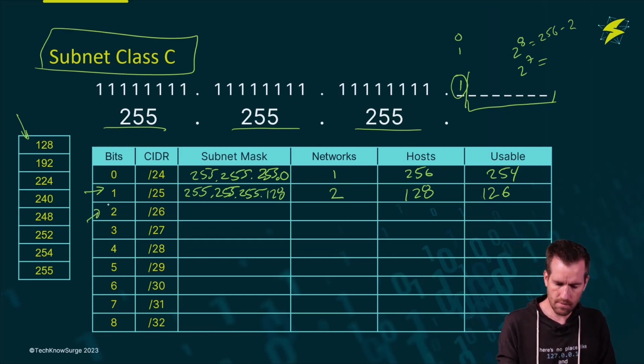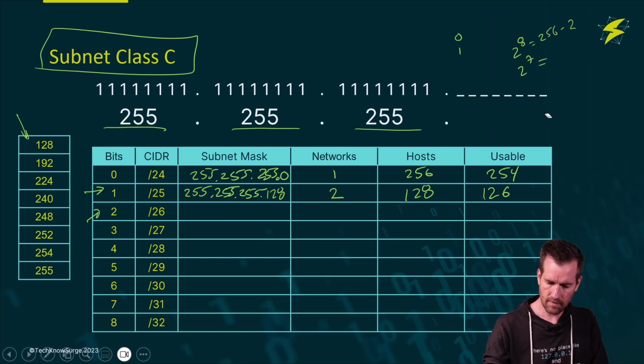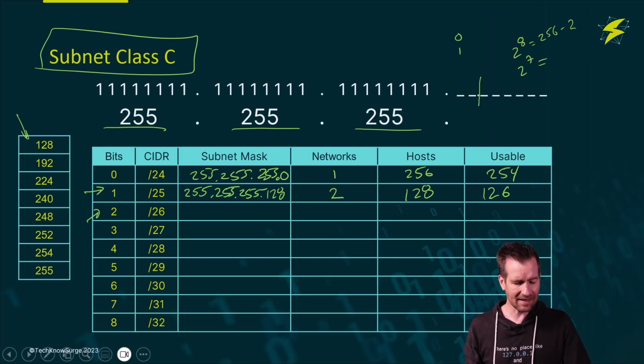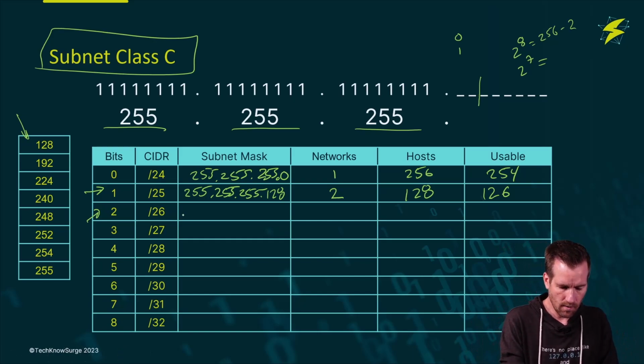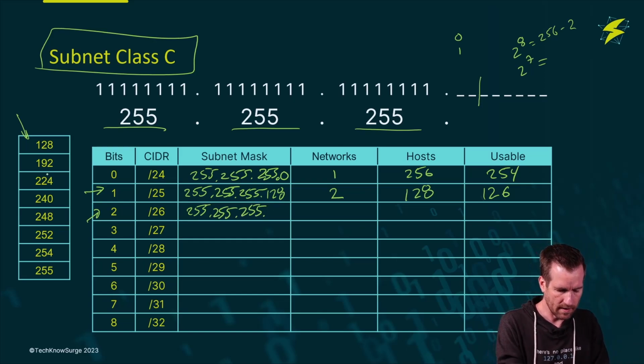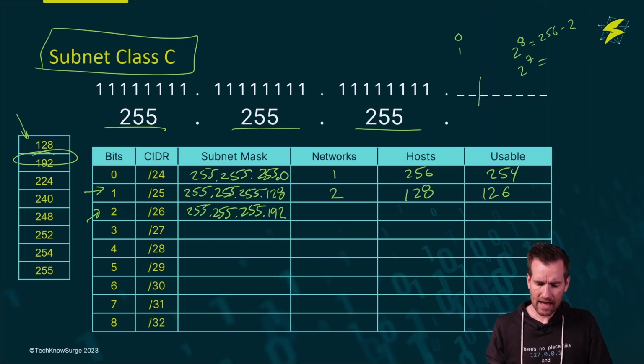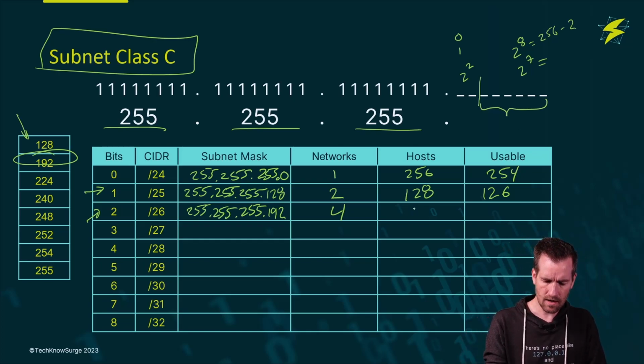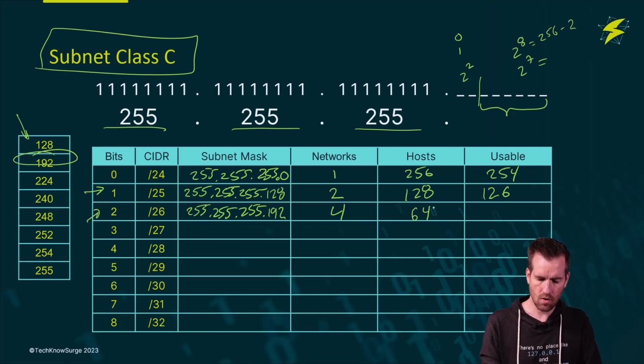We're actually going to borrow 2 bits here. So I'm going to remove that. We'll draw the line right here. If I'm borrowing 2 bits, we've got 255.255.255. And then this is 192 for 2 bits, so 192. The number of networks we have here is 2 to the 2 power, that's 4. So we've got 4 networks there. Number of hosts, we've got 2 to the 6th power, so that is 64 hosts there. Number usable would be 62.